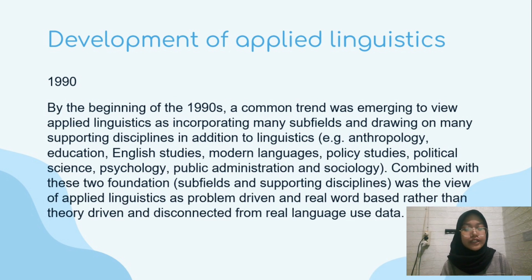1990. By the beginning of the 1990s, a common trend was emerging to view applied linguistics as incorporating many subfields and drawing on many supporting disciplines in addition to linguistics. For example, anthropology, education, English studies, modern languages, policy studies, political science, psychology, public administration, and sociology.